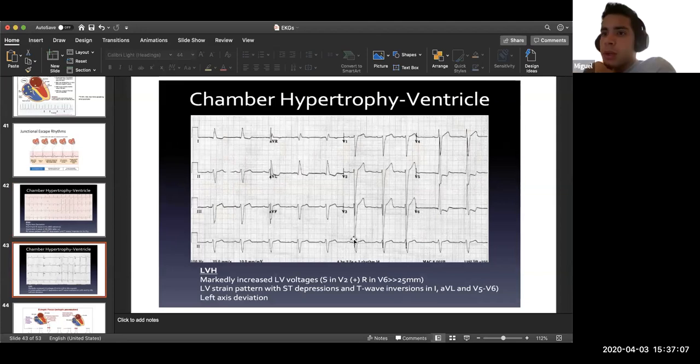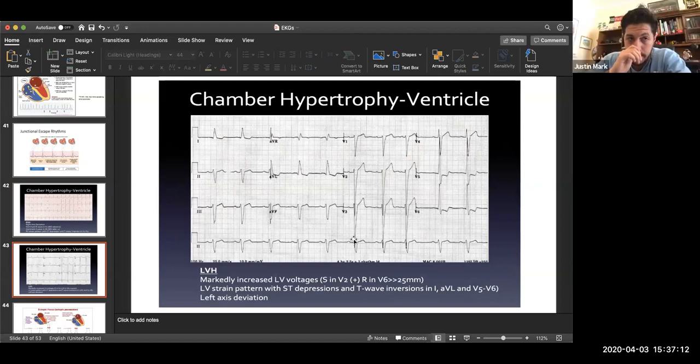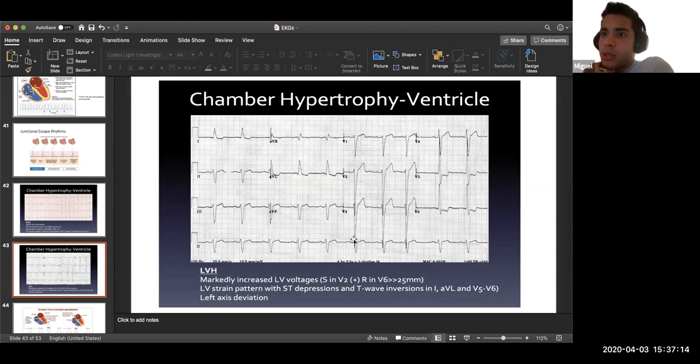And back to what you said. I think they're thinner because the more voltage you have, the faster the electricity conducts through it. Okay.